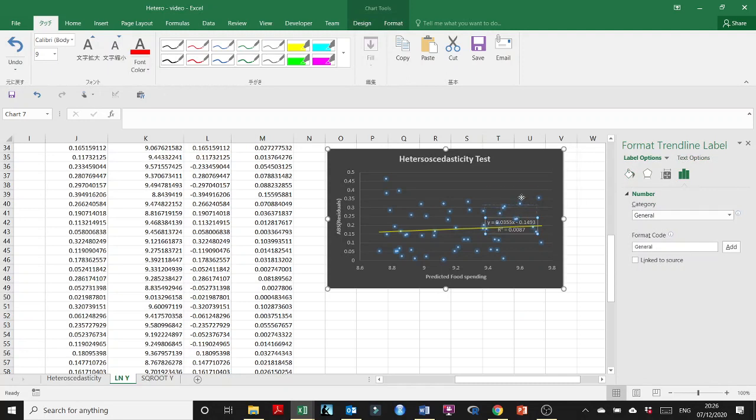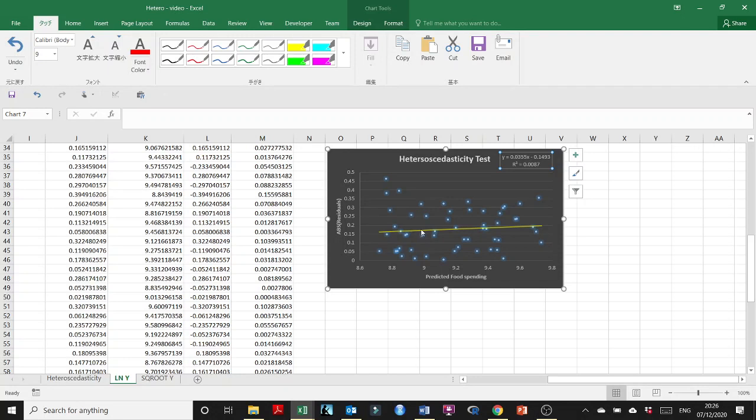And you can see the R squared, which is the percentage that the predicted food spending explains the variation in the absolute error, is so low. It is like 0.8%. So it just explains so little of the variation in the absolute error. So this is a very good and nice evidence that there is no heteroscedasticity, yeah.